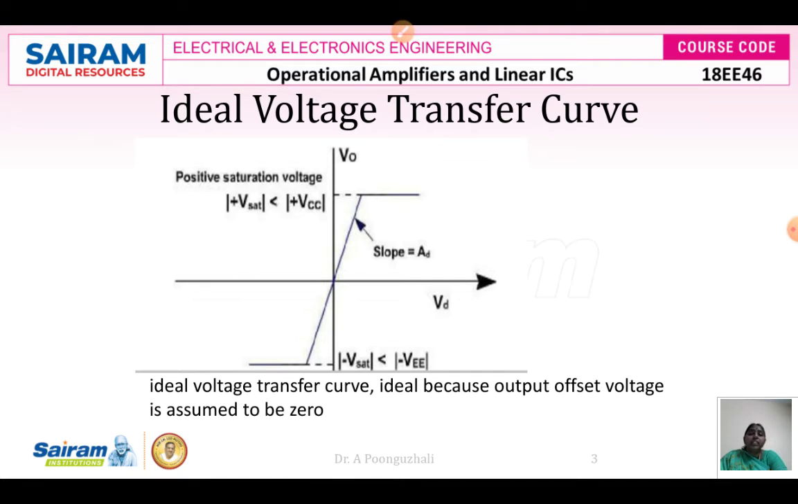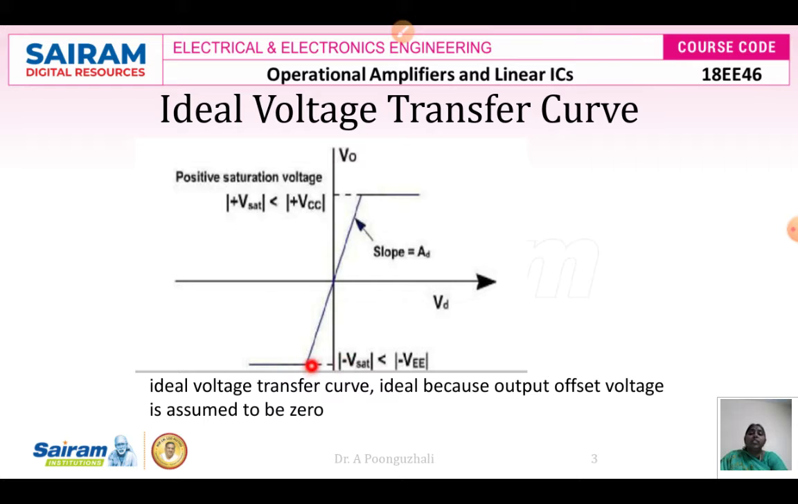Now your ideal voltage transfer curve. Generally we say that your output is going to be either plus VCC or minus VCC, which is the voltage supply we give. But your transistor will get saturated and we get an output voltage of lesser value compared to the power supply voltage. So if I give a VCC voltage of plus 15, then my VSAT value will be plus 13. Similarly, if my VEE voltage is minus 15, then my output voltage will be minus 13. So this is the saturation level.